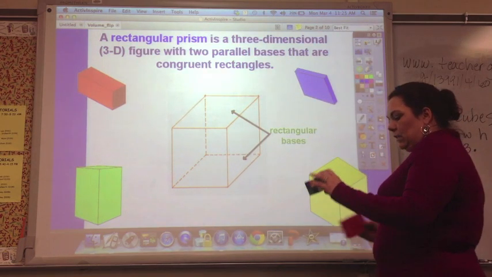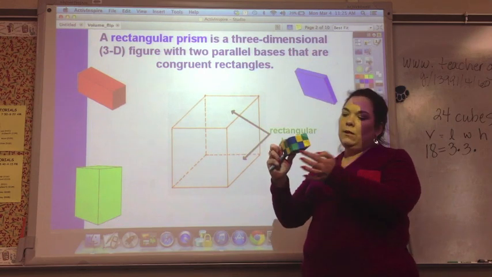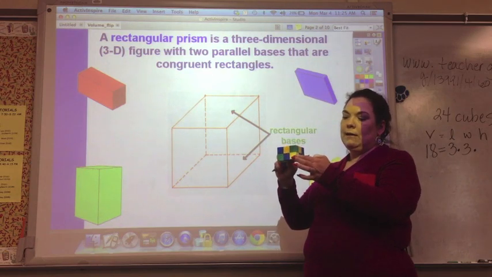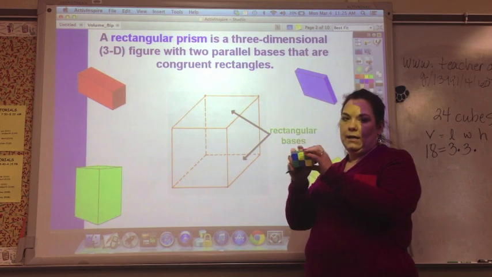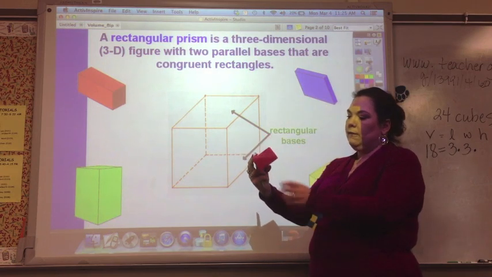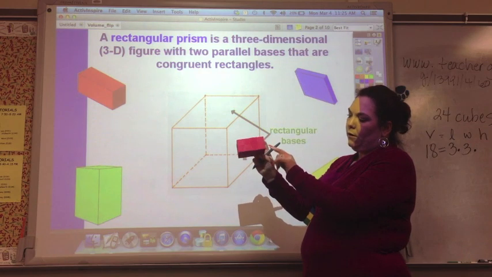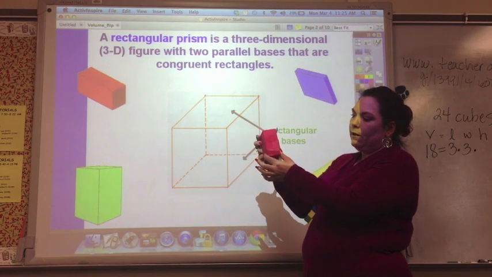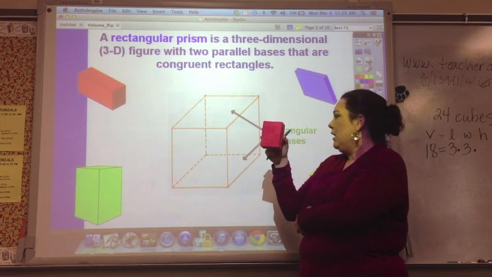And this is a couple of rectangular prisms. This one, we would say, is 3 by 3 by 2. The length is 3, the width is 3, and the height is 2. And this one is 4 by 3 by 2. But you can flip them to where they have different dimensions, but their volume does not change.